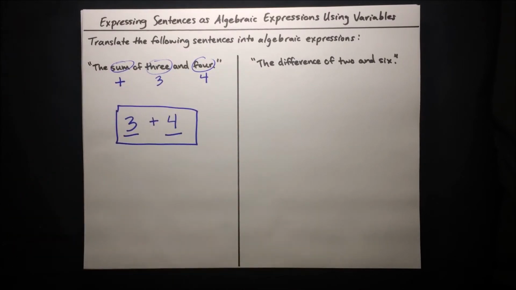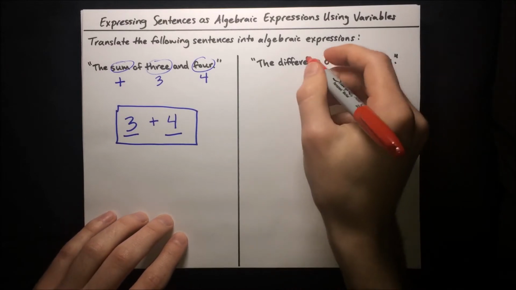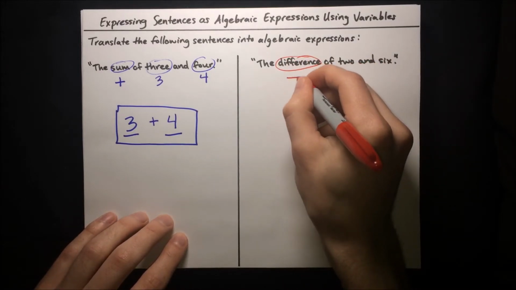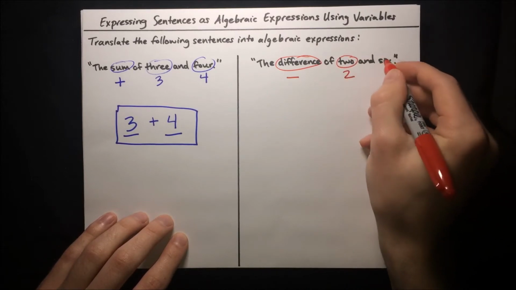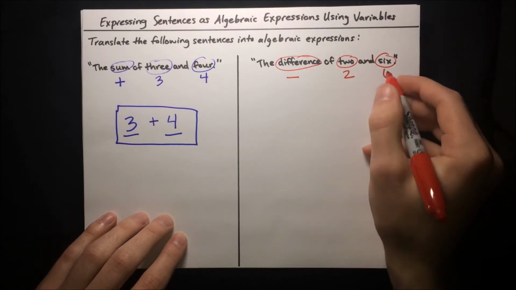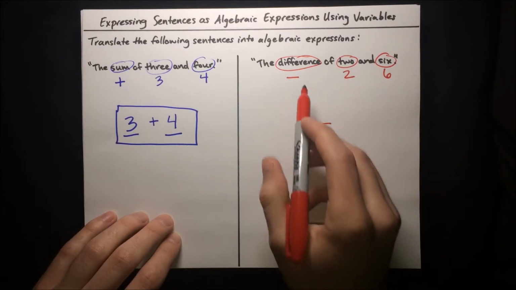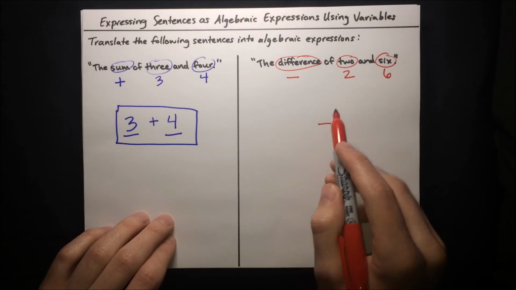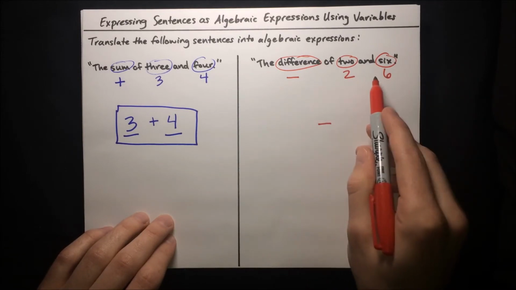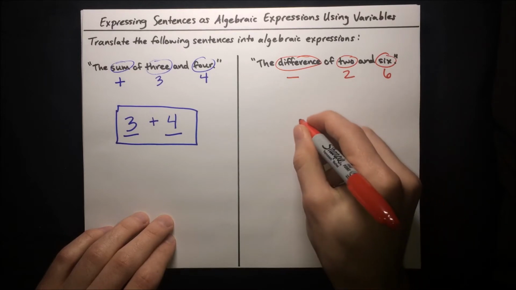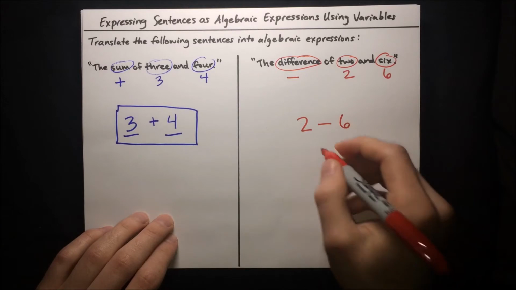Okay, so now let's do the difference of 2 and 6. Difference means subtraction, so let's write that down, that's subtraction, and then 2, that's the number 2, and then 6 is the number 6. So like before, we're going to put our symbol in the middle, our operation here, and then our 2 and 6 are going to go in the order that they are read from left to right. So 2 comes first, so 2, and then minus 6 comes second, so 2 minus 6.